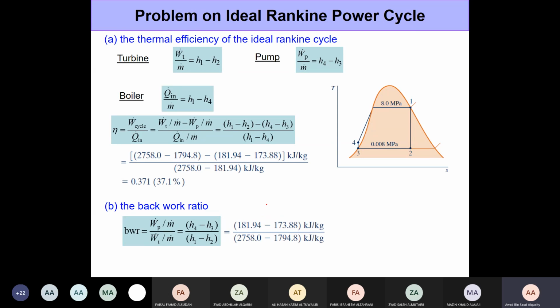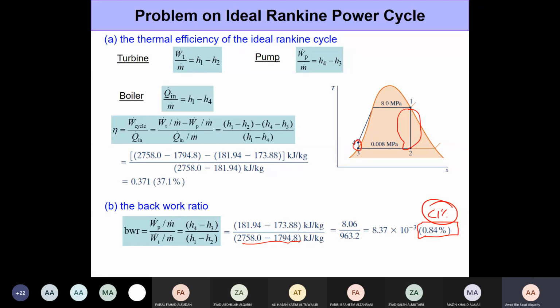Now here when we plug in the numbers for the work input to the pump divided by the work output from the turbine, these are simply the enthalpies that we already calculated or found from the tables. The backwork ratio comes out to be 0.84%, which is less than 1%. So this is excellent, and this is the case for all vapor power cycles. In all vapor power cycles, the work input to compress a liquid is pretty small as compared to the work output we get from the turbine. So this is the usual case, and this is one of the reasons why vapor power cycles make a lot of sense.